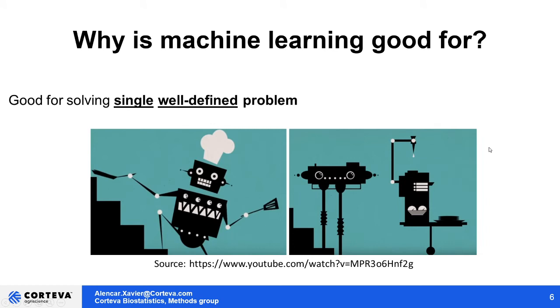So what is machine learning good for after all? I would say that machine learning works very well when you have one single well-defined problem. In this picture, I'm depicting on the left a robot that is climbing stairs and making pancakes. And on the right we have two robots, where one robot is climbing stairs and the other one is making pancakes, so they are more specialized.